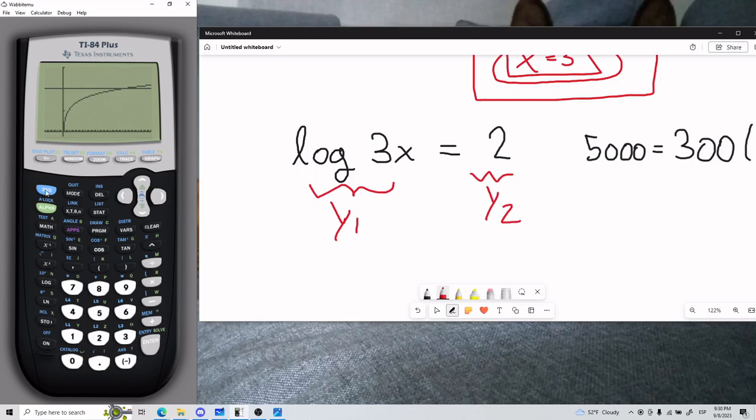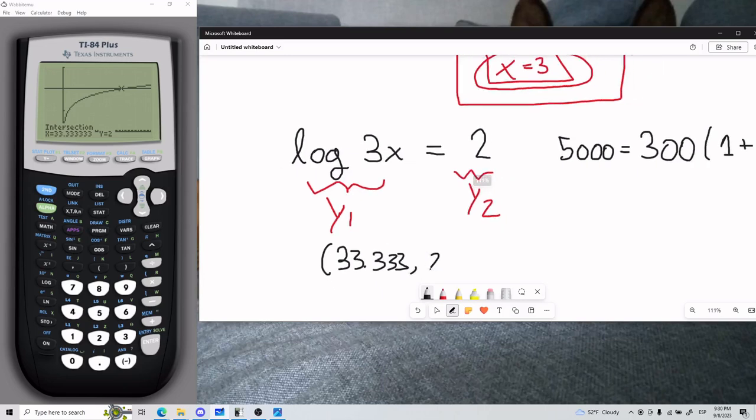See? So again, I don't know how logs work, but I know how the calc intersect trick works. So I can go second calc, and I hit intersect. Pick my first curve, pick my second curve, do the guess thing. Boom. I end up with the following point: 33.333, comma, 2.